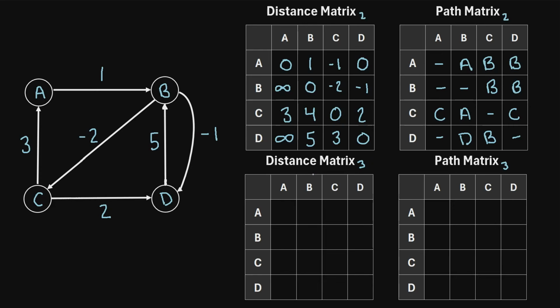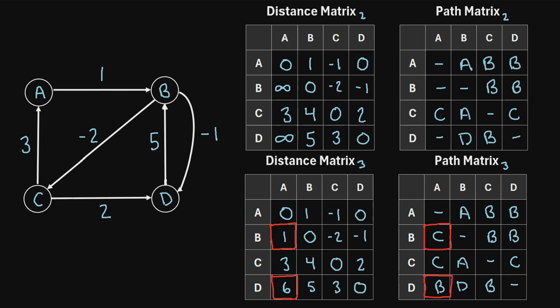Now for this next iteration where we create distance matrix 3 and path matrix 3, we're going to try to force ourselves to go through node C to see if we can find any shorter paths between each pair of nodes. So to save a little bit of time, I'm going to go ahead and fill in the values for these updated distance and path matrices, and I'll highlight the ones that actually had updates in red.